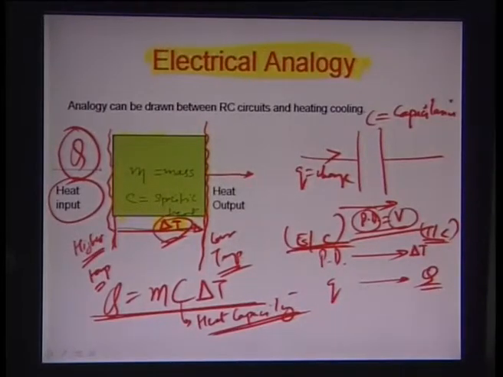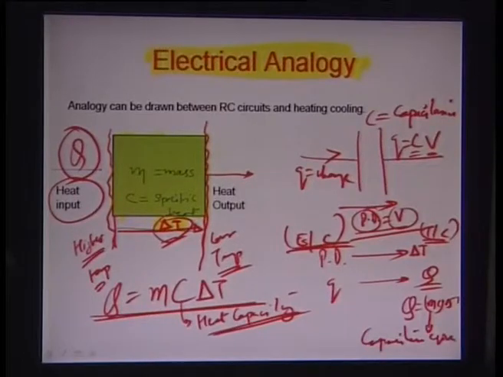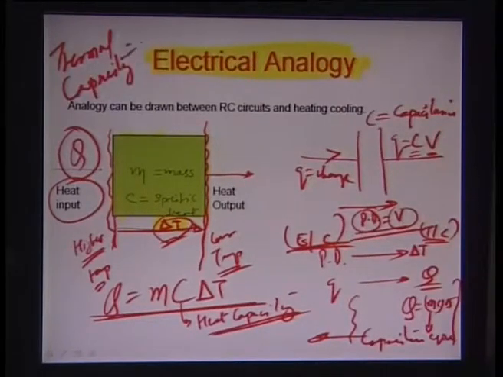And so, as we know here, q is equal to C into V, the capacitance into voltage. Therefore, in the thermal circuit, q is mc delta T, where mc is the capacitance equivalent of a thermal circuit. So the thermal capacity of such a circuit is mass times the specific heat capacity of the material.